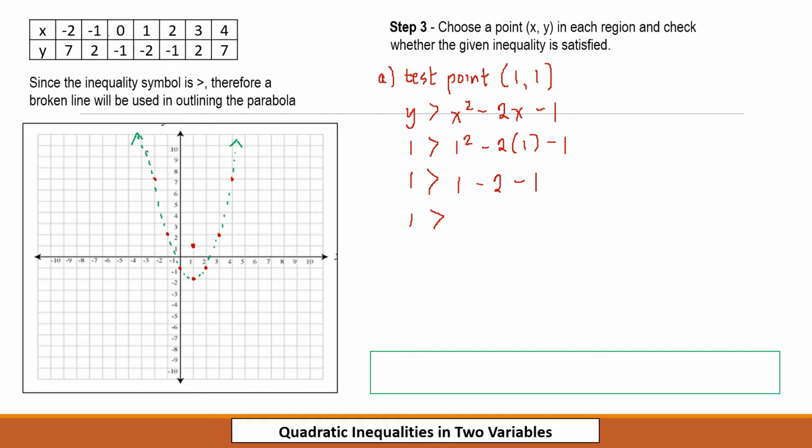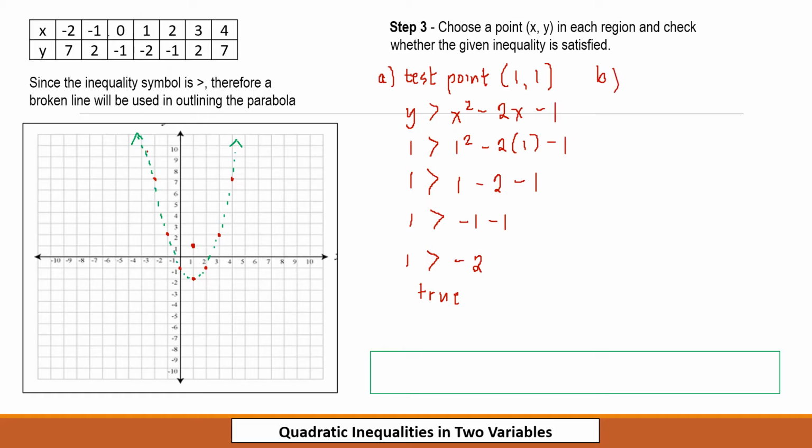1 is greater than 1 minus 2 is negative 1, minus 1. 1 is greater than negative 1 minus 1 is equal to negative 2. 1 is greater than negative 2. Is it a true statement or a false statement? This is a true statement.